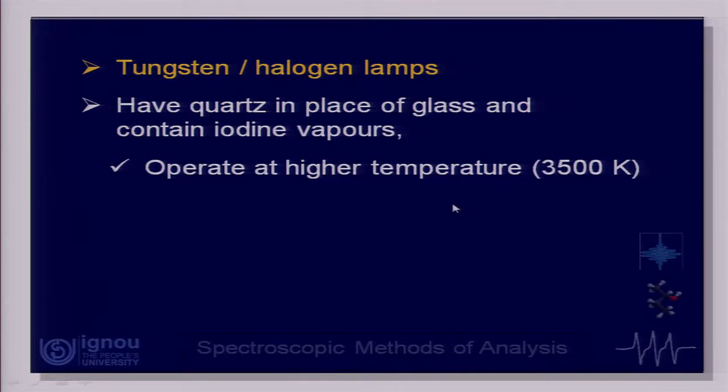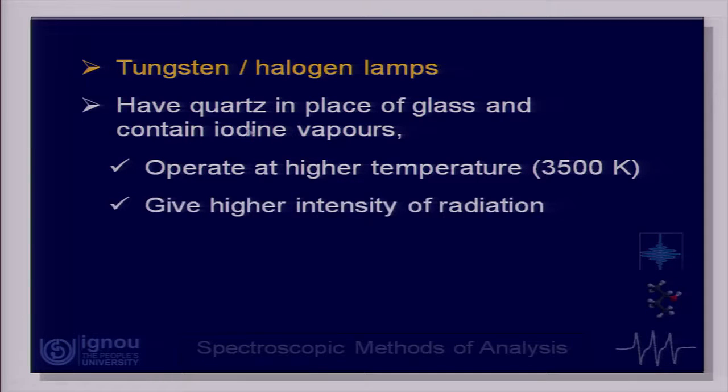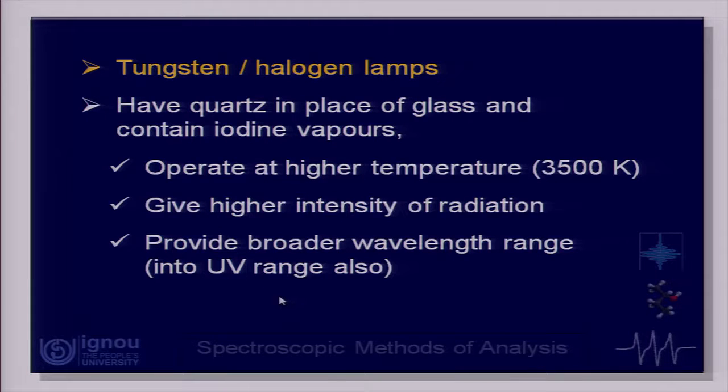So, accordingly, since in the case of a tungsten halogen lamp I can go to higher temperatures, the output which comes out is of higher intensity, number one. Number two, this gives me a still broader range of wavelengths coming out from there. Even part of the UV range can be covered by this.